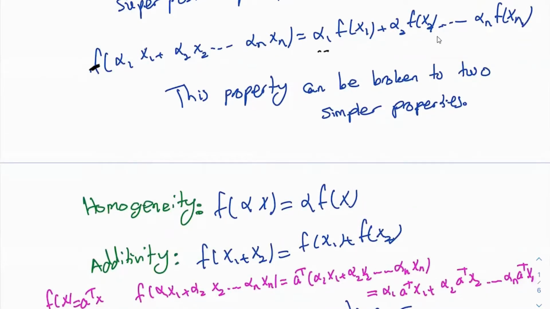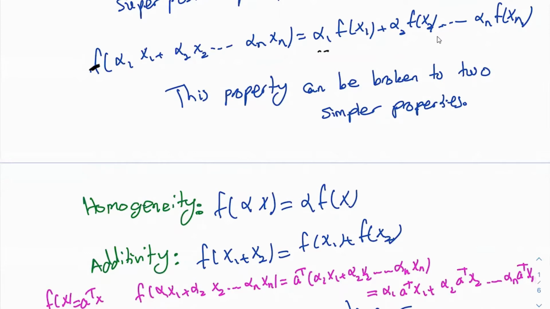So homogeneity says that f of alpha x is equal to alpha f of x. You can extract the alpha from this function. And additivity, as the name suggests, says f of x1 plus x2 is equal to f of x1 plus f of x2. If you put them together, you get this superposition principle, right?